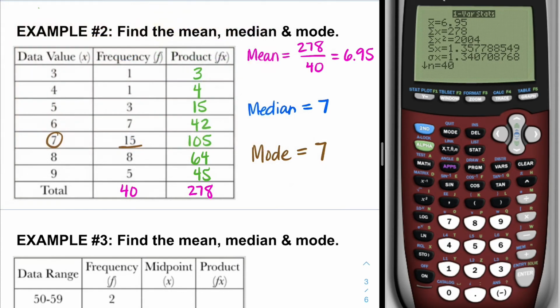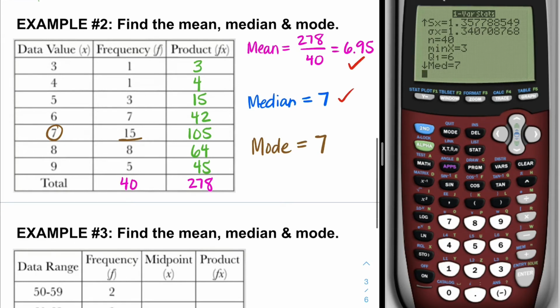So as we can see here, the mean is the X with the bar on it. That's 6.95. So I know I'm right. And then we have the median, which is MED, which is 7. So I know that that is also correct. And of course, mode, just by looking at it, I know that I'm right there.